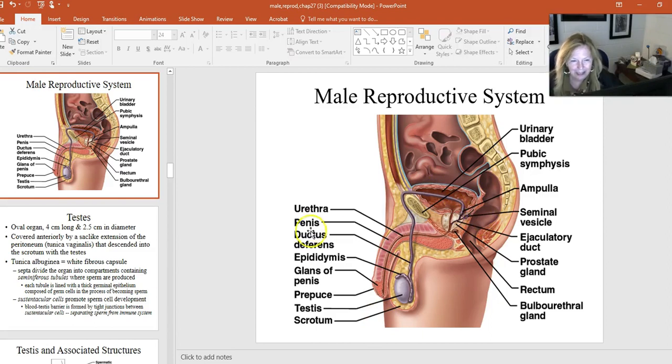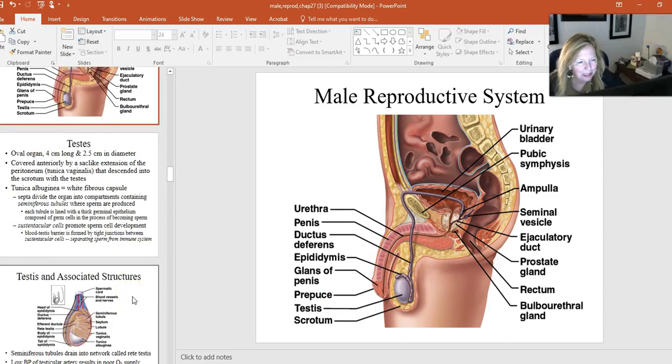So as I said, this looked like a lot in the beginning, but now we're talking about most of these structures, so I hope it doesn't look so overwhelming to you now. And again, most of the lecture is being done from this particular illustration, just because it makes it easier to see.